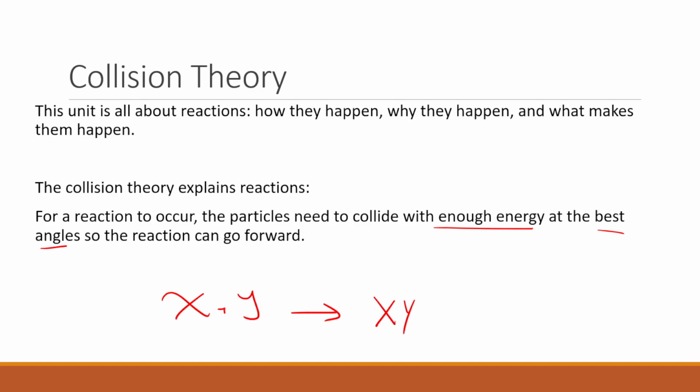The same thing applies to our chemicals. In order for X and Y to become XY, they need to hit each other, they need to collide so that they can form that bond, and they need to have enough energy when they collide for the bond to form. They need to break apart any existing bonds and create new bonds.